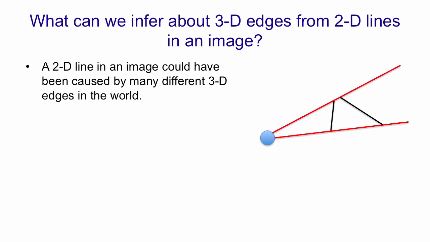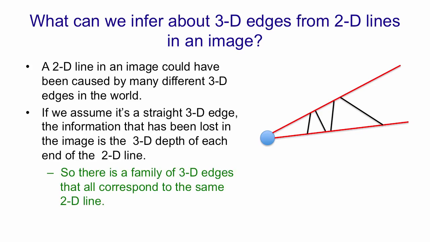Here's another 3D edge that would lead to exactly the same thing on your retina. And here's another one, and here's another one. All of these different 3D edges have exactly the same appearance in the image. That's because we've lost the information about how far away the ends of the line are along that line of sight. We know the end is somewhere along the line of sight, but we don't know the depth.